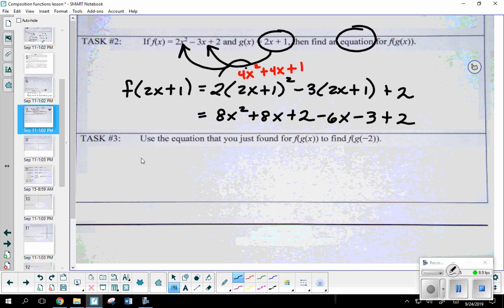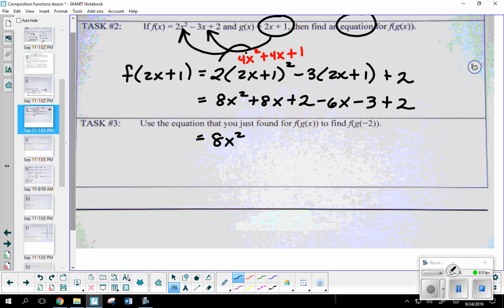All right, and now it is just a matter of combining your like terms. So we only have the 1x squared, so 8x squared. Plus 2x, 8x minus 6x. And plus 1. There we go.